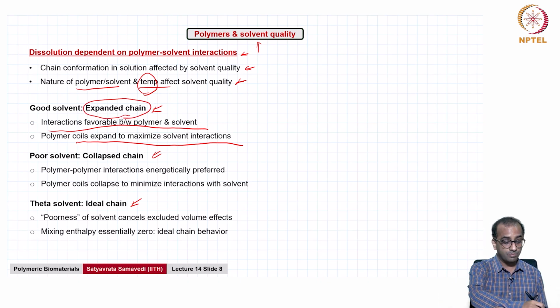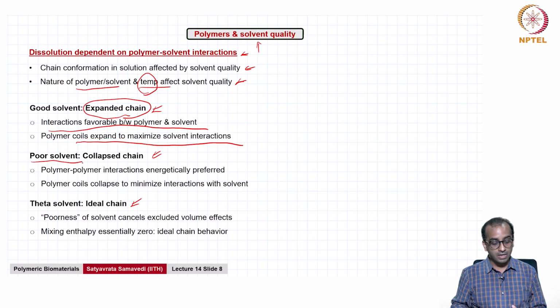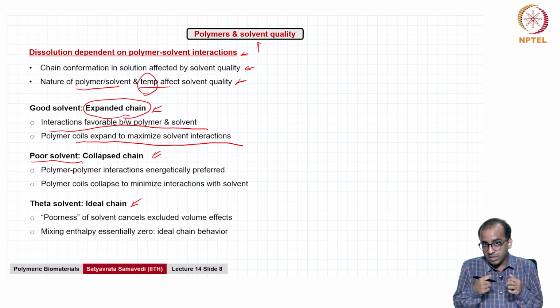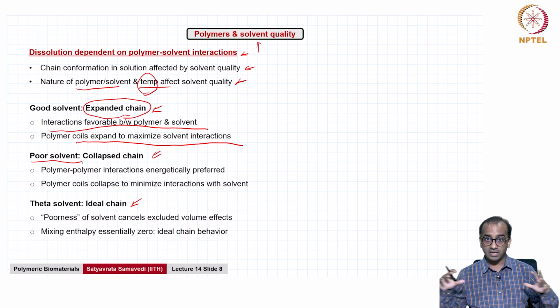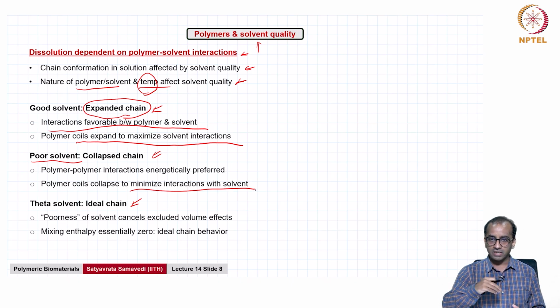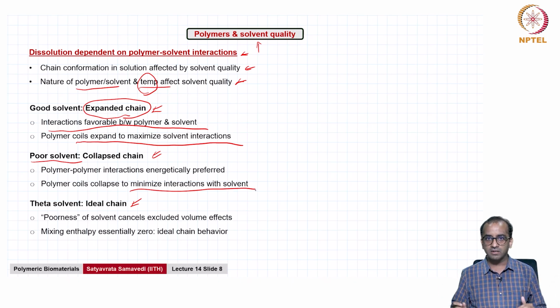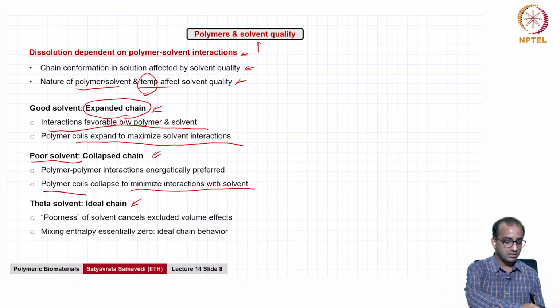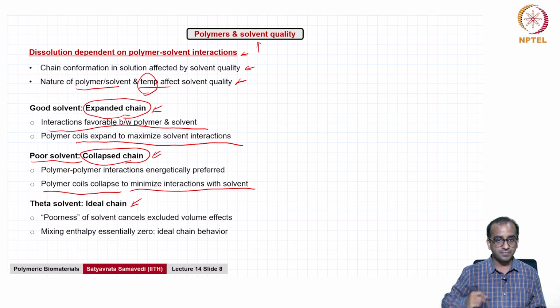As opposed to a poor solvent, where the polymer-polymer interactions are preferred more than the polymer-solvent interaction. So, when you start adding solvent, the polymer chains want to sort of cuddle up together, if you want to think about it that way, rather than extending themselves and interacting with the solvent. So, they want to minimize their interactions with the solvent. In fact, any solvent that tries to get in will be expelled quite quickly. And that results in the polymer coils collapsing, resulting in a collapsed chain.